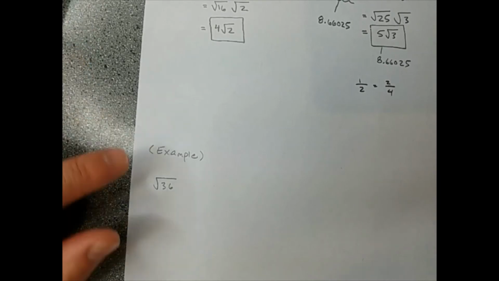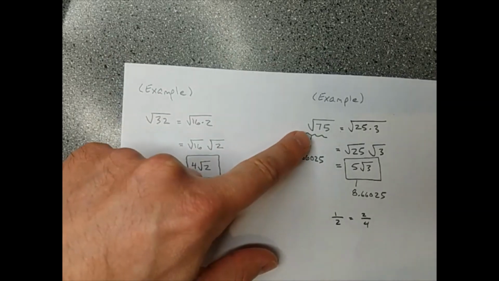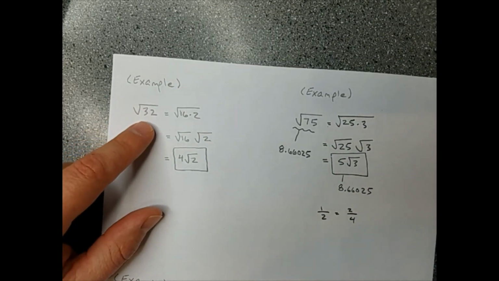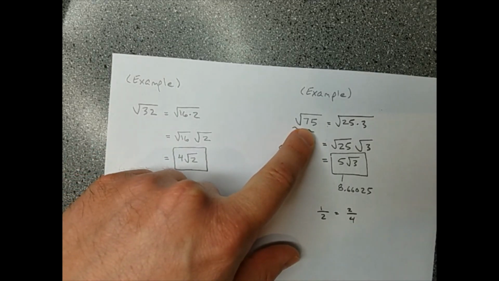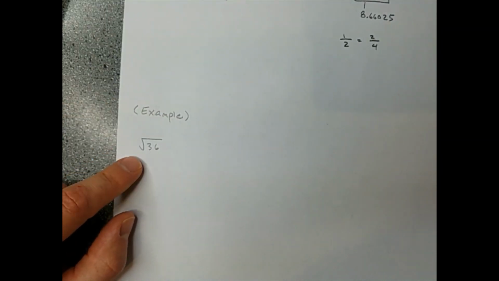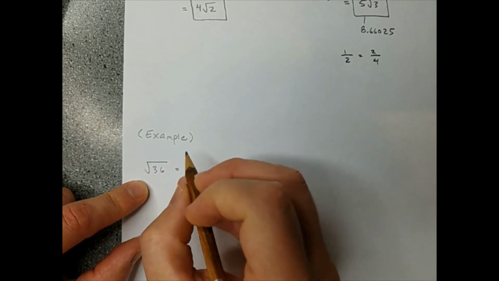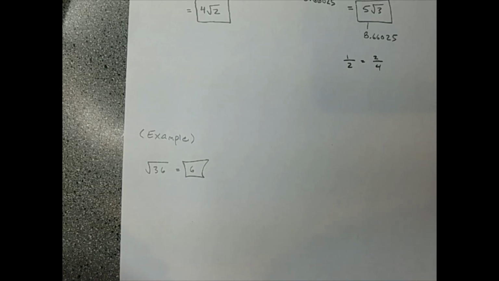What about root 36? I hope you noticed something about that one. Is that one like this one, or this one? Is 36 already a perfect square? 32 is not, so we broke it down like this. 75 is not a perfect square, so we broke it down like this. 36 is already a perfect square. Root 36 is 6. That's a trick question. I try to make sure that I catch you off guard and that you understood when you got to it. Root 36 is 6.